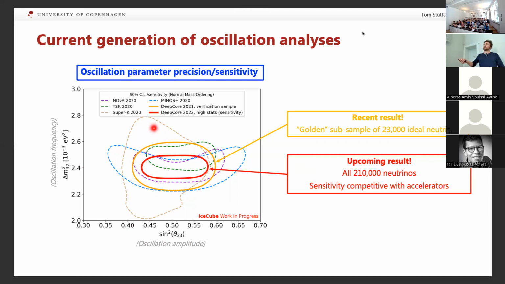The latest IceCube result was this orange curve here, using about 23,000 neutrinos, which is a golden subsample of the nicest, cleanest events. And we're now currently in the final stages of producing this red result here. This red curve is not a result, but our anticipated result with the full 200,000 or so neutrinos. We were actually hoping to do this summer, but we're a bit delayed. So in the next few months, hopefully this result will be finalized, and we expect to achieve something roughly comparable with the precision of the NOvA and T2K experiments here.